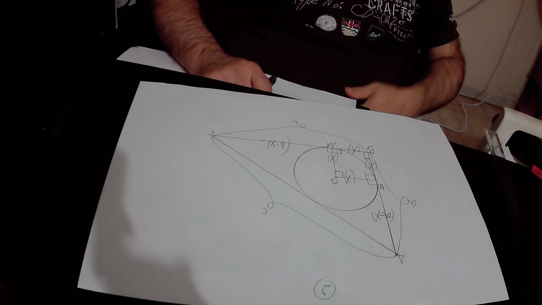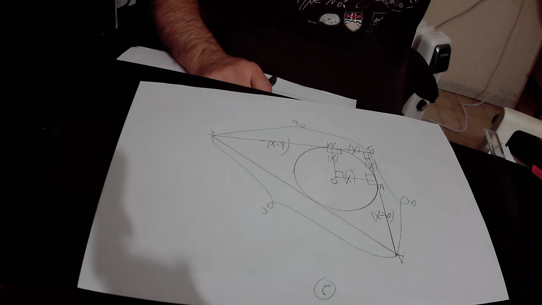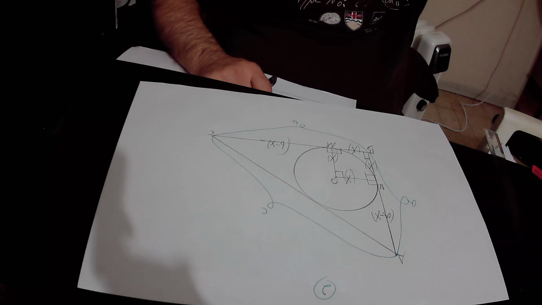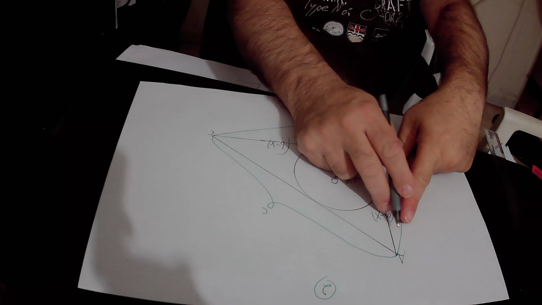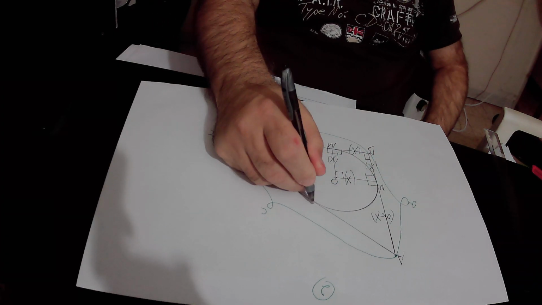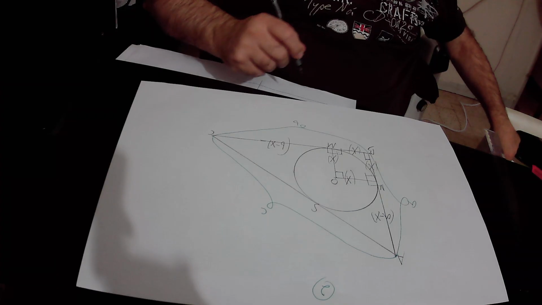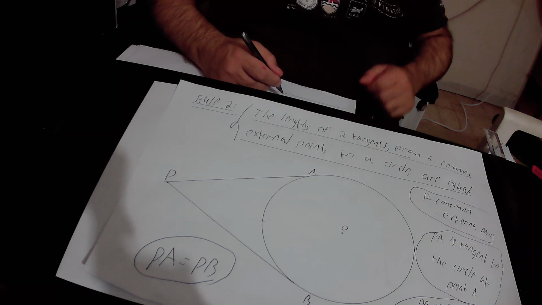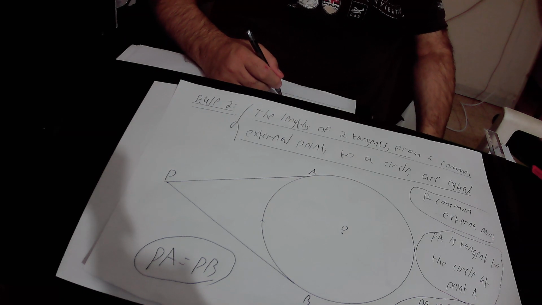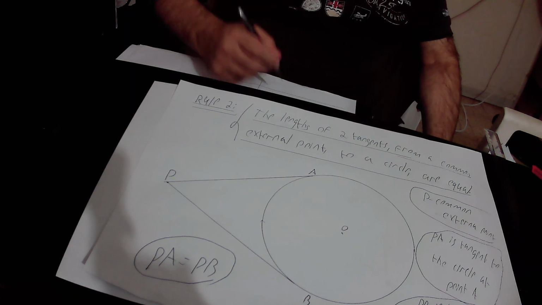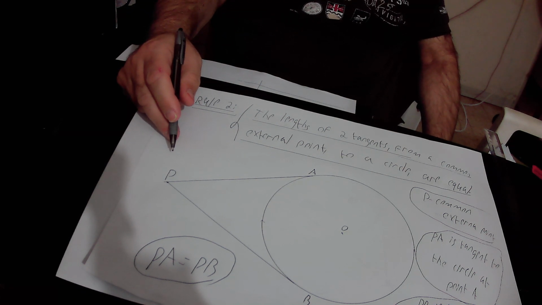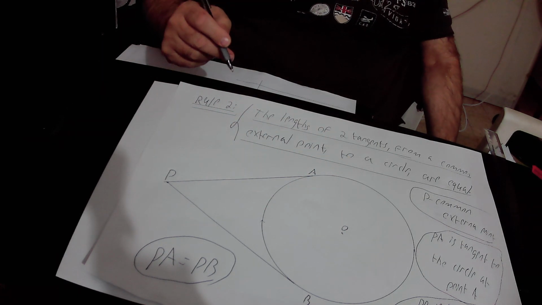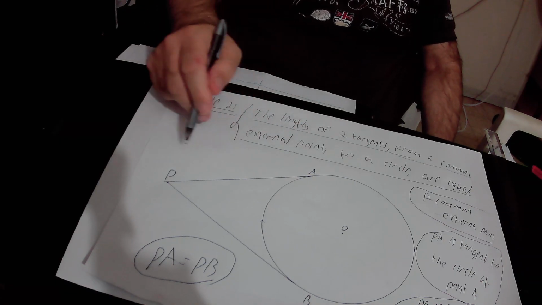Okay, so here we also have rule number 2. First of all, we define the point of tangency of tangent AC with this circle as point S. And here we have rule number 2. According to rule number 2, the lengths of 2 tangents from a common standpoint to a circle are equal. We have the common standpoint point P. From the common standpoint point P, we have 2 tangents to this circle, tangent PA and tangent PB. According to this rule, rule number 2, they are equal to each other. That is to say, PA equals PB.